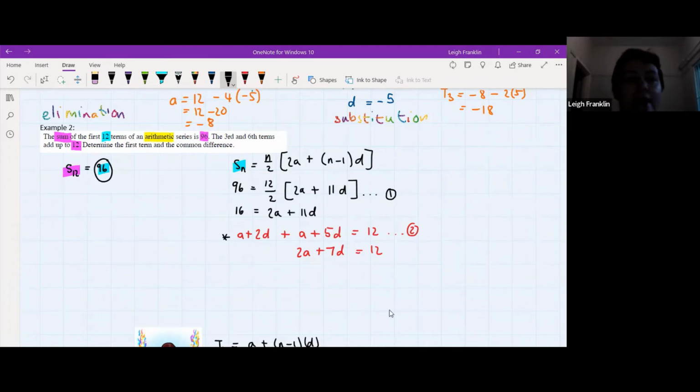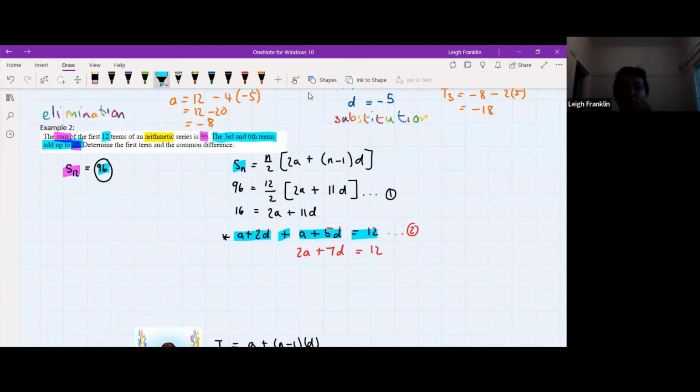Yes, okay. It came from here, all right? So I'm going to highlight it for you, CPC Claire. When I said the third and the sixth terms add up to 12, this is it. There is the third term. There is the sixth term. They add up to 12. Does that make sense?